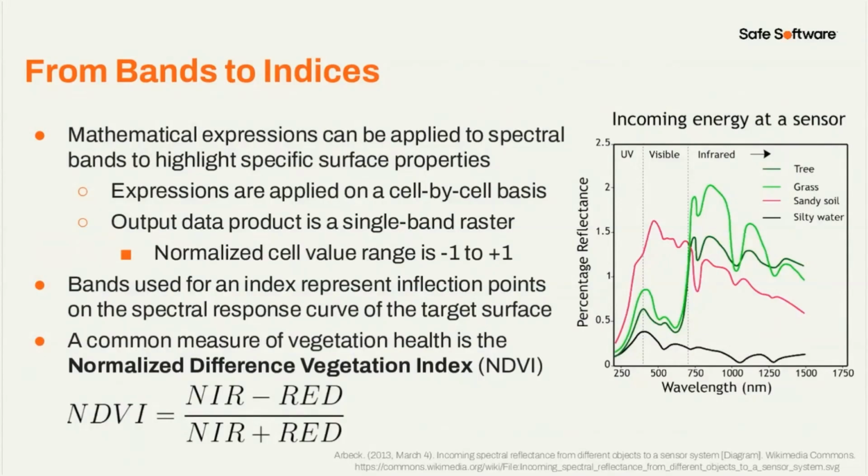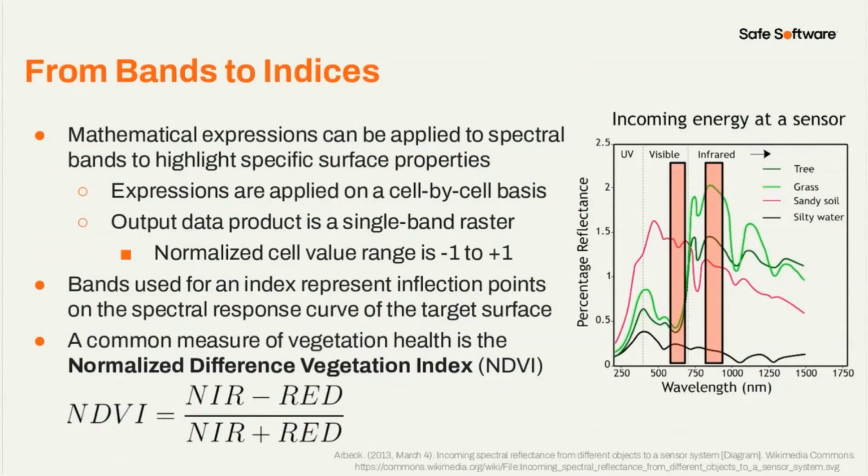Perhaps the most common measure of vegetation health is the Normalized Difference Vegetation Index, which uses the red and near-infrared bands. These two bands capture the key features of healthy vegetation spectral response: strong absorption in the red wavelengths around 600 nanometers, and high reflectance in the near-infrared wavelengths around 900 nanometers. These two inflection points on the spectral response curve are distinctive to healthy vegetation, and this allows us to isolate and measure vegetative land cover more precisely than would be possible with raw near-infrared reflectance values.